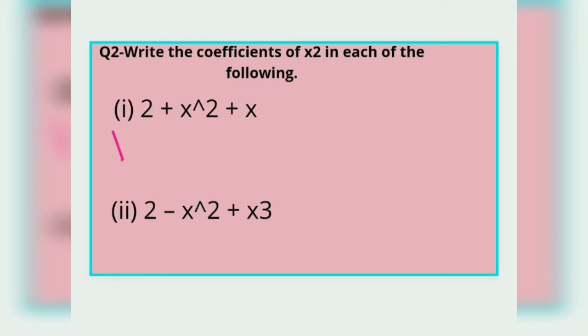Now here, 2 minus x square plus x cube. Correct? Now see, x square is here. So what is my coefficient here? Minus 1. This side I have a plus sign, that's why I have considered plus 1. This side I have a minus sign, so I have considered minus 1 as my coefficient of x square.